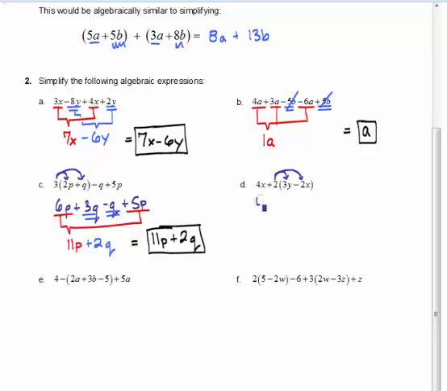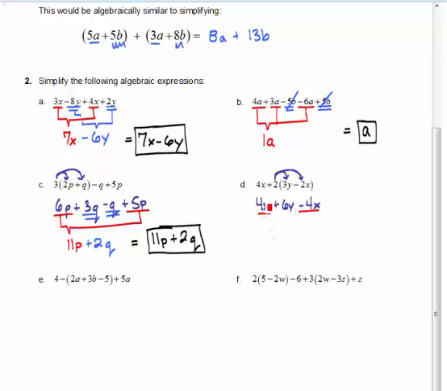So I'll bring down the 4x because that wasn't part of the parentheses. 2 times 3 would be plus 6y. 2 times negative 2 would be negative 4x. And then we just need to collect like terms, right? So let's see, we have 4x and negative 4x. So basically, 4 minus 4 is just 0.